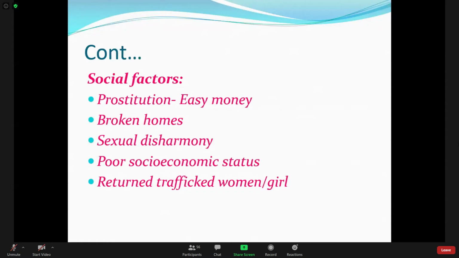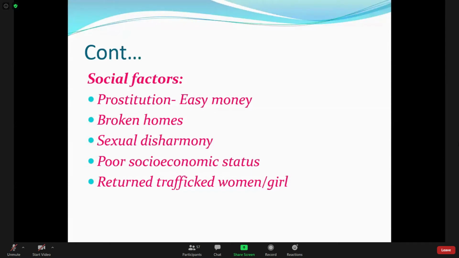Dual separation is maternal and paternal separation. In this condition, the children are deprived of the affection of the parents, and they may indulge in bad behavior, bad company or bad habits. So that is broken homes.